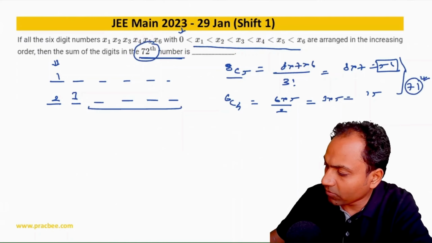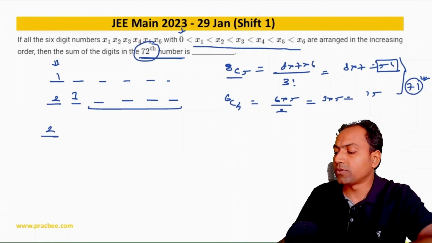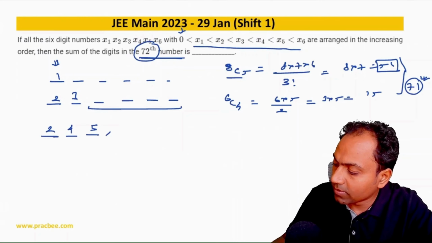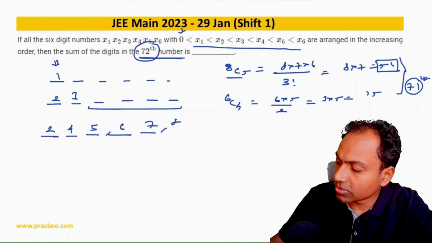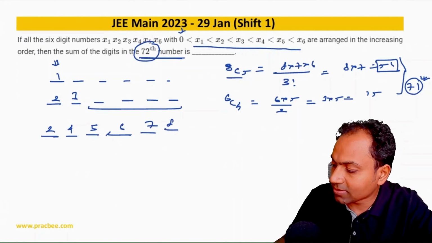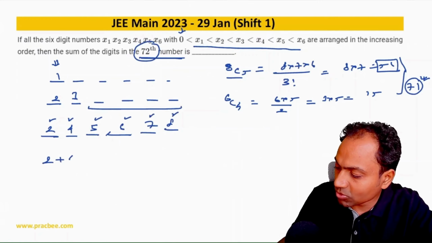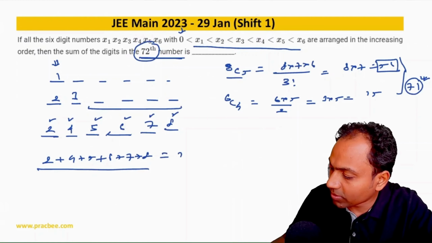And from here, if I want to write the 72nd number, now I understand what is going to happen. It is going to start with 2. Then we will write 4 here, then 5, then 6, then 7, and then 8. So this is how I'm going to write it. And if I write it down like this, then the sum of these numbers is going to give me my answer. So my answer becomes 2 plus 4 plus 5 plus 6 plus 7 plus 8. And if you actually do it, this comes out to be nothing but 32.